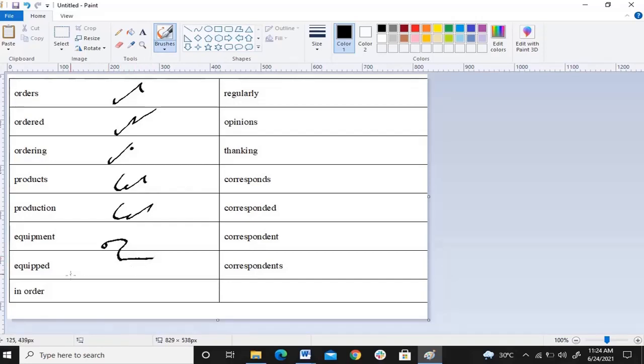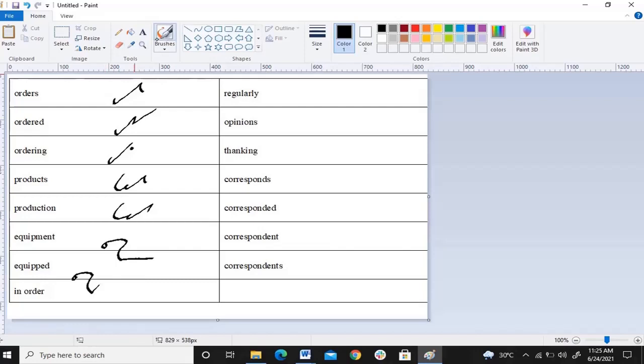Next, equipped. We have E-K-P, and then D, equipped. But it's not D, it's T. T pala. Equipped. Okay, it's T. So we have E-K-P-T. Mahaba yata masyado yung ating T. Bawasan natin. There you go.